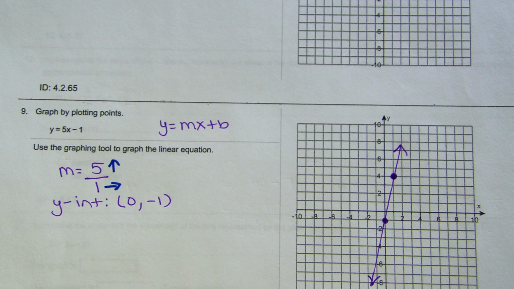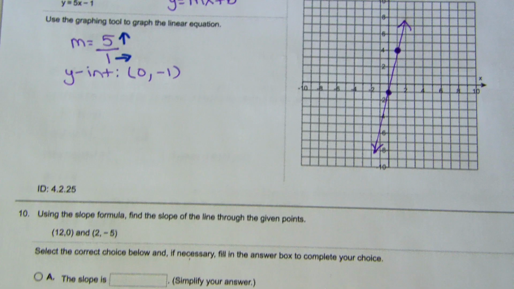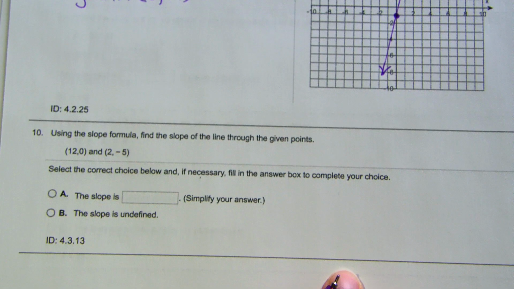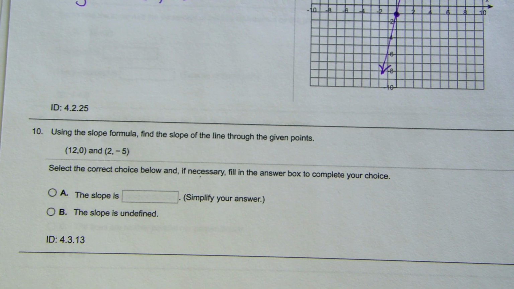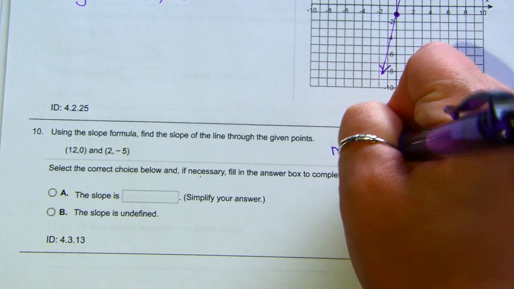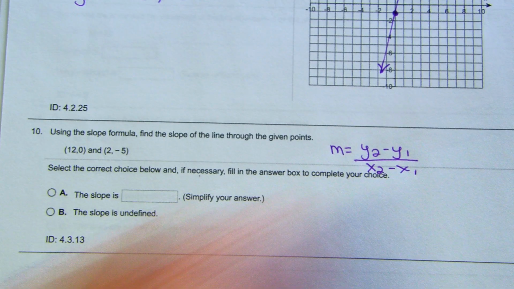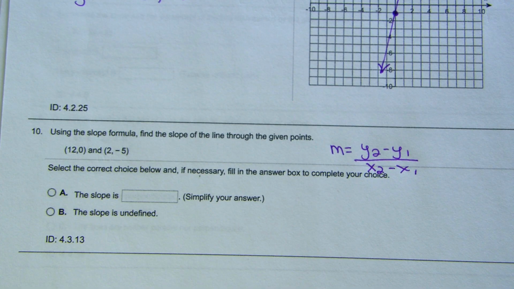Using the slope formula, find the slope through the given points. So remember, our slope formula, m equals y2 minus y1 over x2 minus x1. That's where we have two ordered pairs, and we plug in the values. So what I always do is if they give me two ordered pairs, I just leave them in the order they're in, and I label them x1, y1, x2, y2, and then it becomes a plug and chug situation.